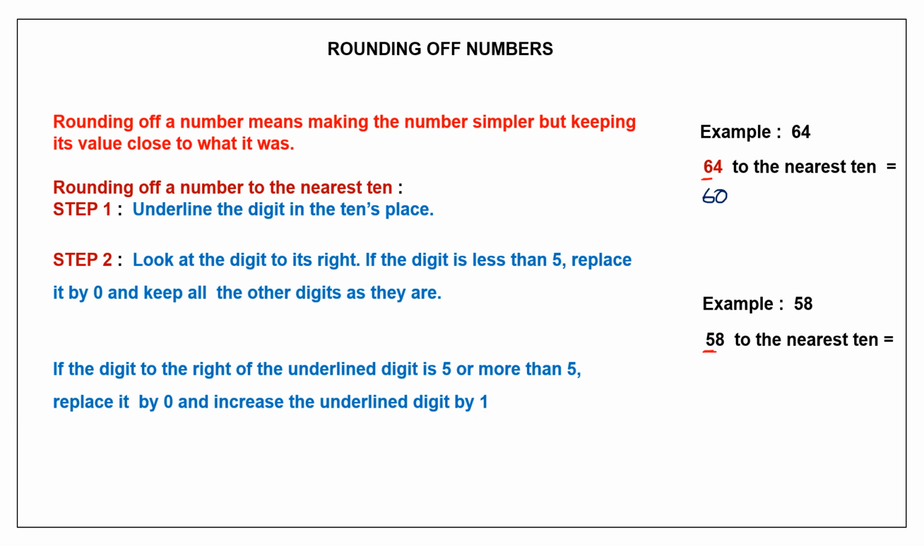So we're going to replace 8 by 0. So that is 0 there. And increase the underlying digit by 1. So 5 plus 1 is 6. So 58 to the nearest 10 is 60.